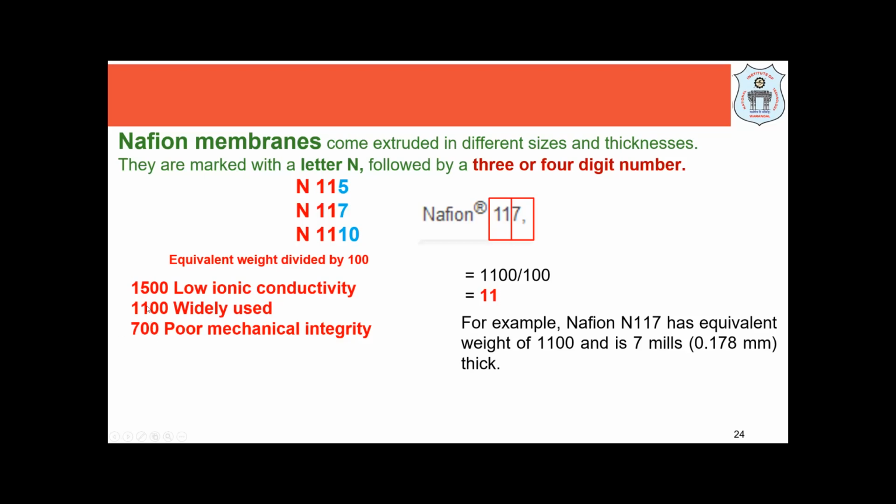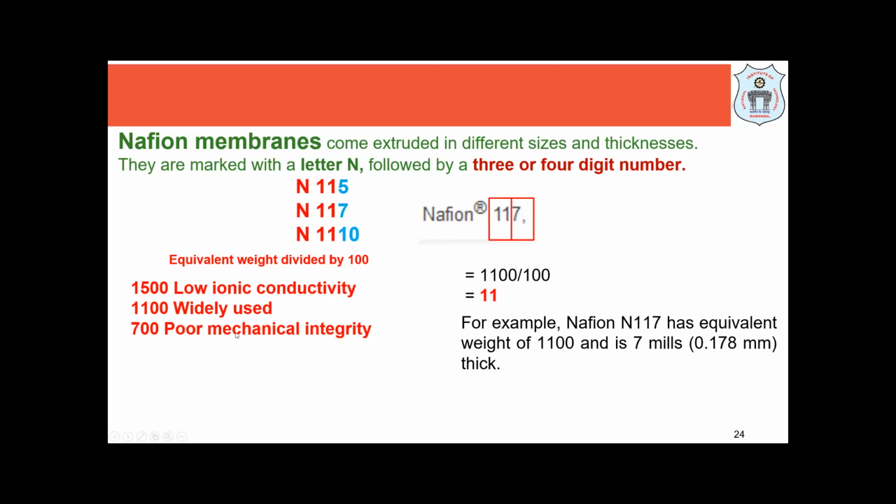So you can see that we have other ones also: 1500 is there, 1100 is there, 700 is there. So the equivalent weight, 3 equivalent weights are widely available: 1500, 1100 and 700. So what will be the Nafion number?